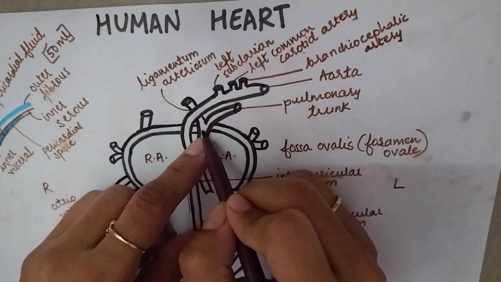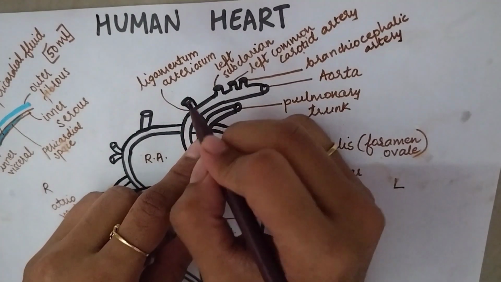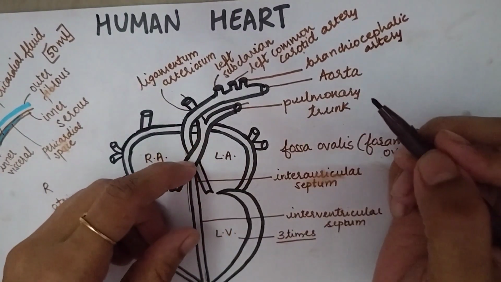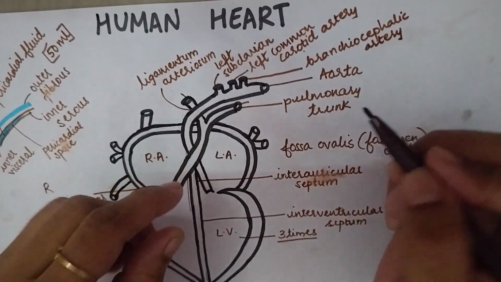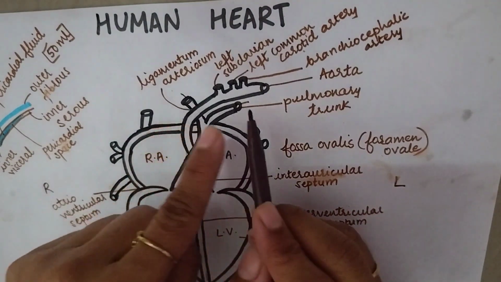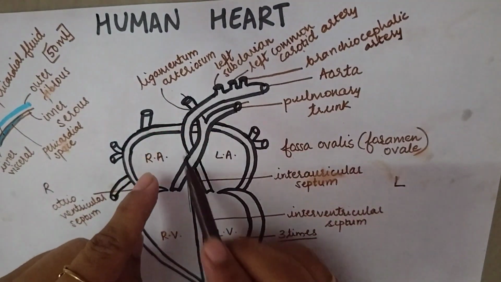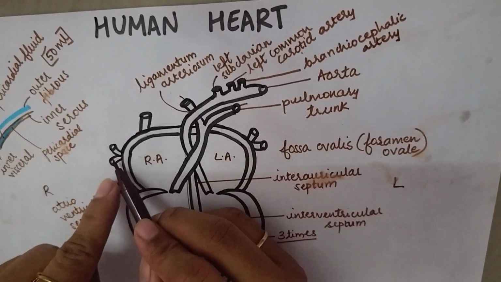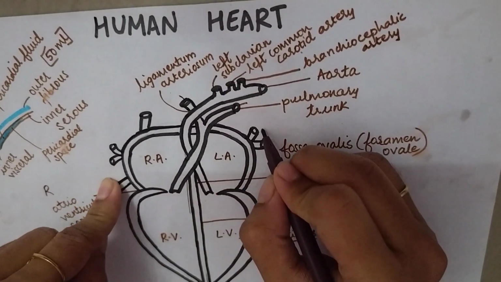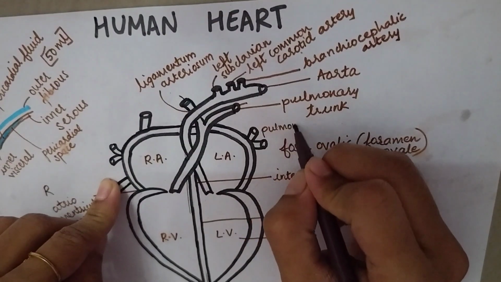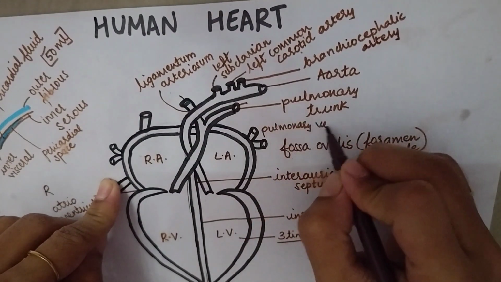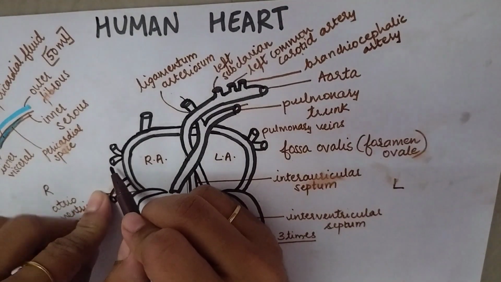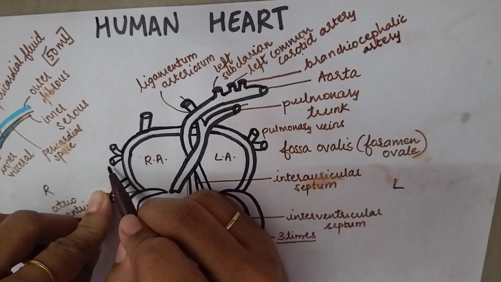This pulmonary trunk has two openings, as you can see here. This is the right pulmonary artery and this is the left pulmonary artery. Okay, so right pulmonary artery, left pulmonary artery. Here you have the aorta. These two over here and these two over here are the pulmonary veins, the left and the right pulmonary veins.